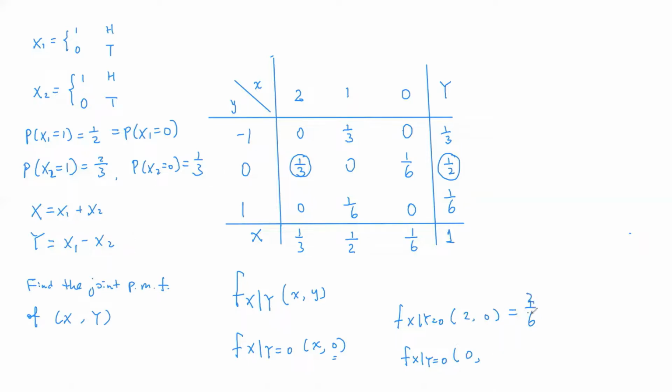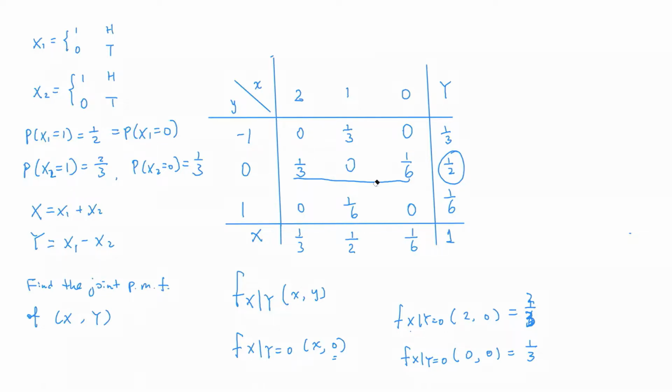That's 2/3. And 0, that would be 1/3. It's 1/6 divided by 1/2. So what is this divided by this number? These two numbers form a conditional distribution of x given y equals 0. When x equals 2, you get 2/3. When x equals 0, you get 1/3.